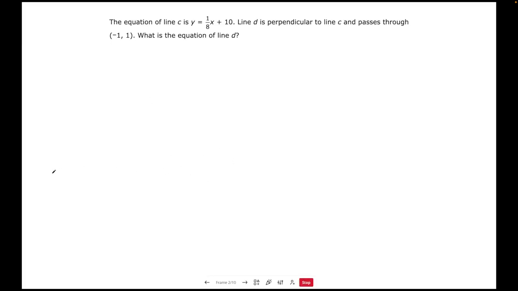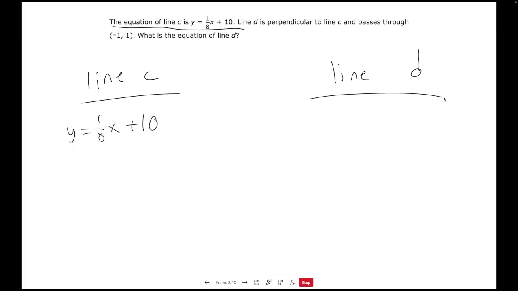So here's our problem. It says the equation of line C is this. All right, so line C, and they give us this equation. And then they tell us line D is perpendicular. So we know that they're related because they are perpendicular. And it passes through -1, 1. So we know that this hits -1 and 1. What is the equation for line D?